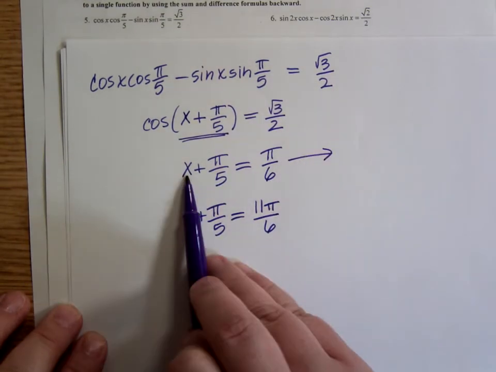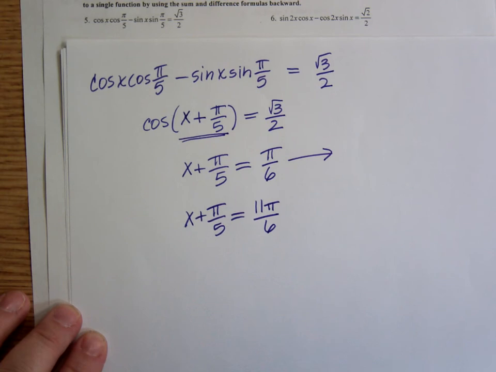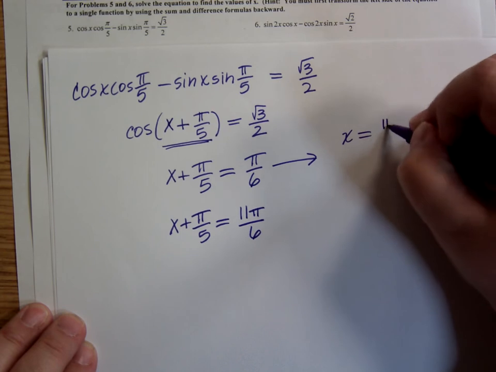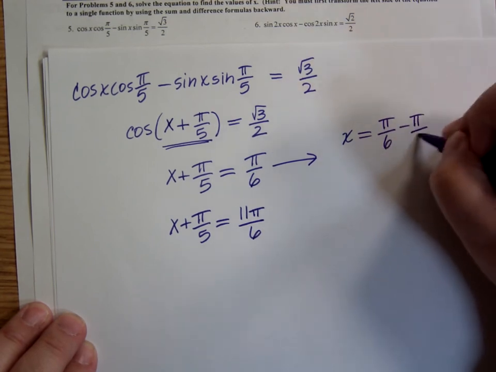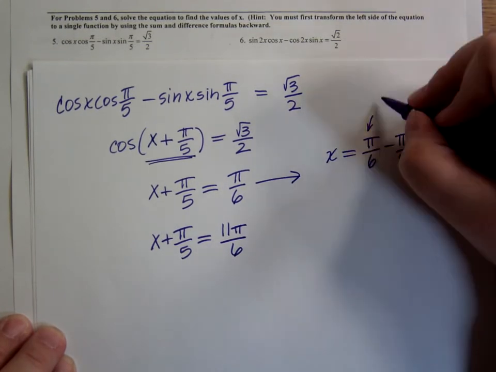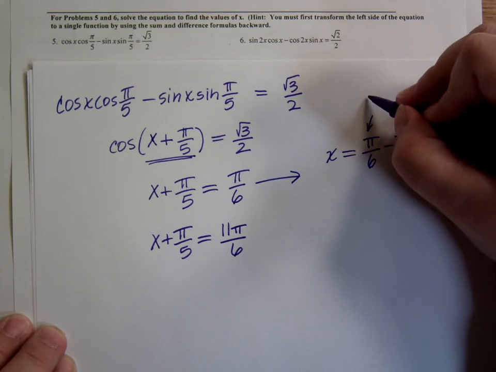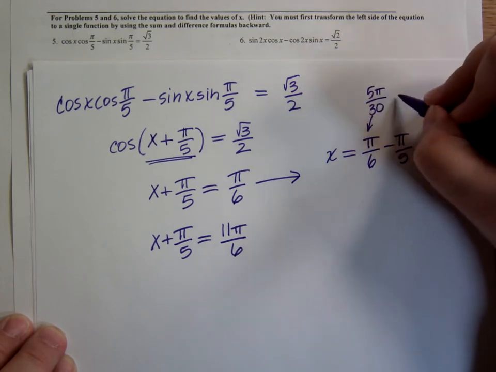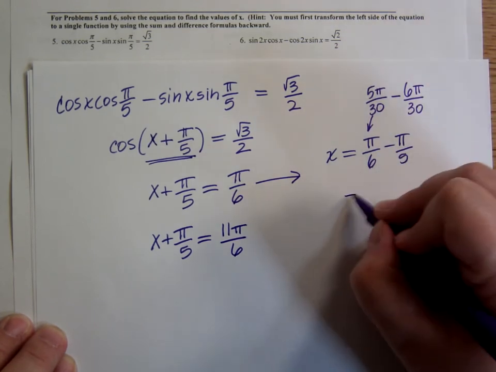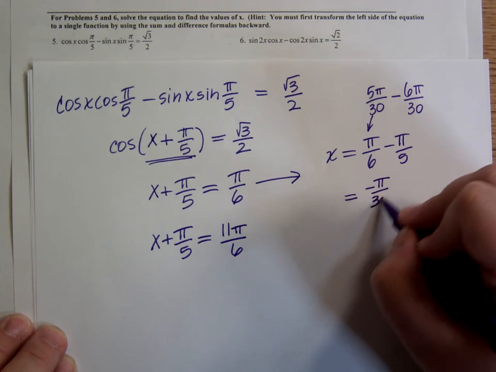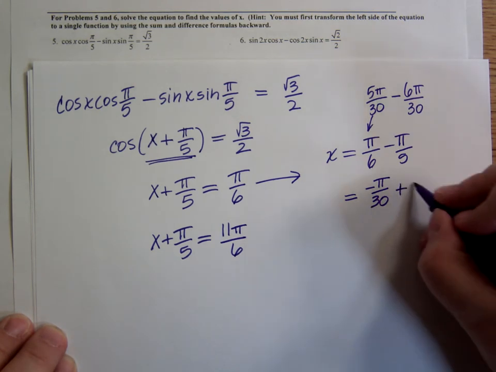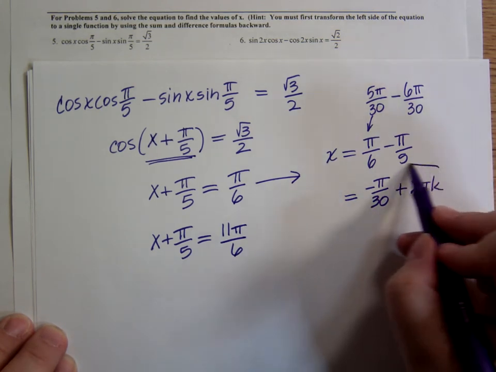If x plus pi over 5 equals pi over 6, then if I subtract pi over 5 from both sides, I have to get like denominators to subtract that. 6 and 5 both go into 30. So I'm going to think of this as 5 pi over 30 minus 6 pi over 30. So x equals negative 1 pi over 30. Now remember, it didn't tell me just between 0 and 2 pi, so I have to say plus 2 pi k. I have to assume they mean all solutions.